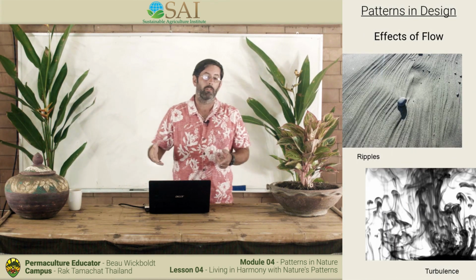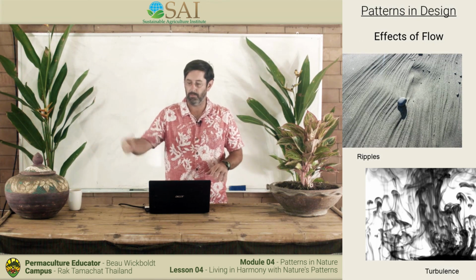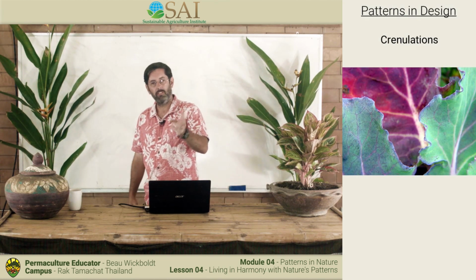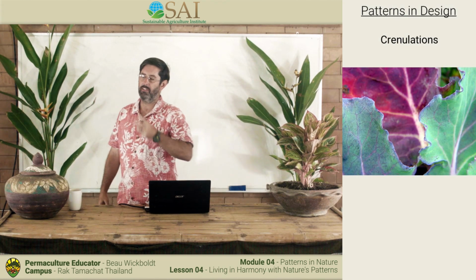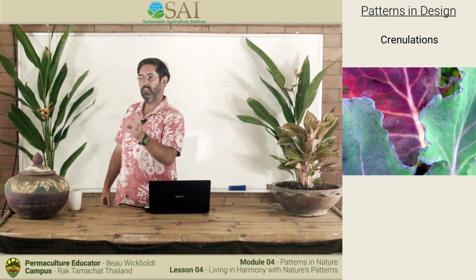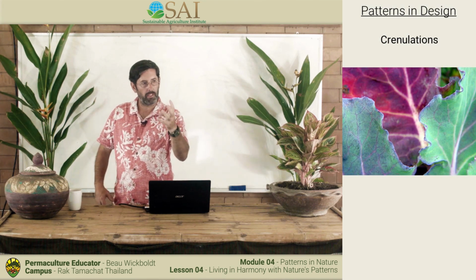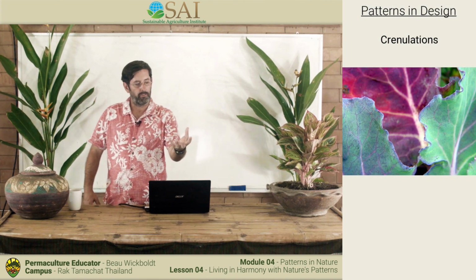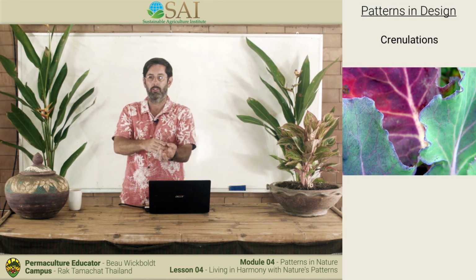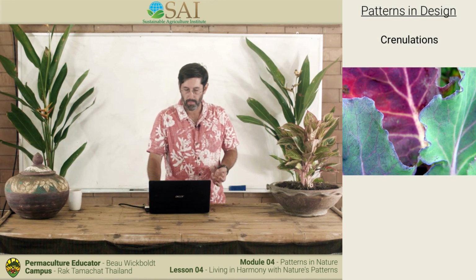So effects of flow, when we see this in a more physical landscape, we have ripples or turbulence. And that brings us into the concept of crenulations. Crenulations are when we can see a physical form of effects of flow in plants. So plants crenulating their edge to create more edge, and they're deforming the surface, right? And when they deform or crenulate the edge, they get more volume in a smaller space. So we'll see why they may want to do that in a second.